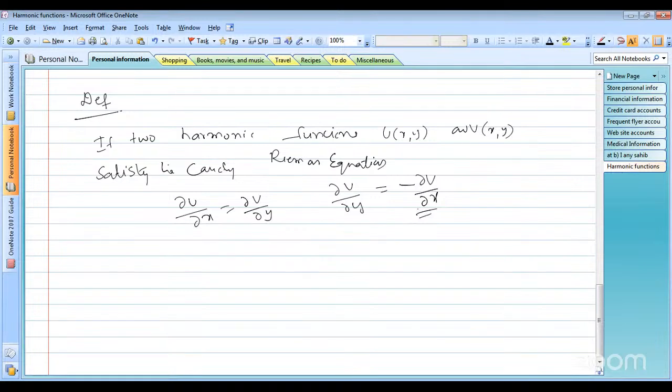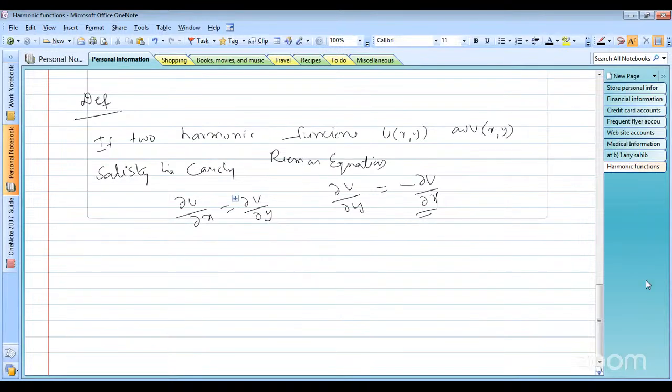see here, this is a very important difference. With the Cauchy-Riemann equations ∂u/∂x = ∂v/∂y and ∂u/∂y = -∂v/∂x, v is said to be the harmonic conjugate function of u.